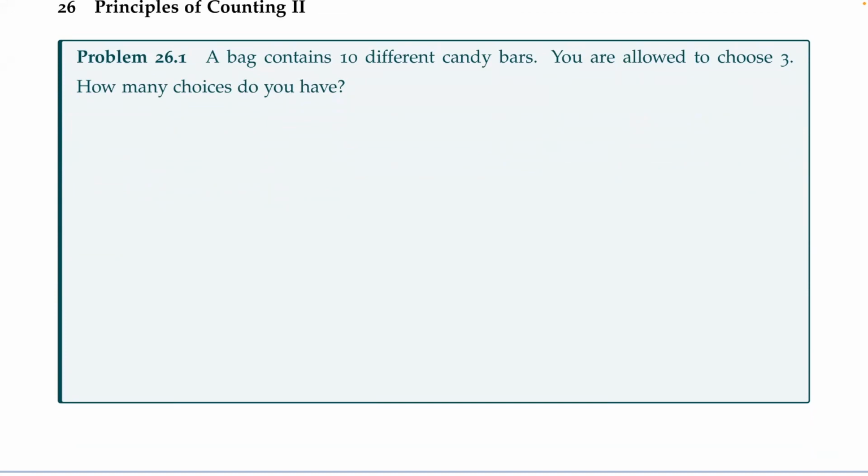Nice, simple, straightforward question. Key piece of information, turning this into a mathematical expression, we have 10 different candy bars, so we have a set of size 10. We want to choose 3, so we need a subset of size 3. So those are our key numbers here. How many choices do we have?